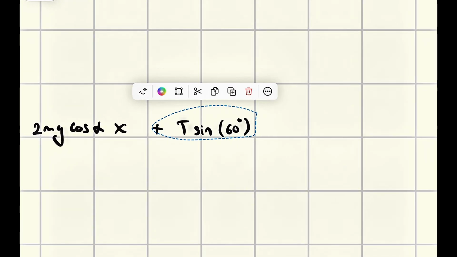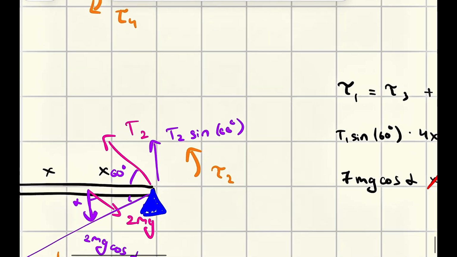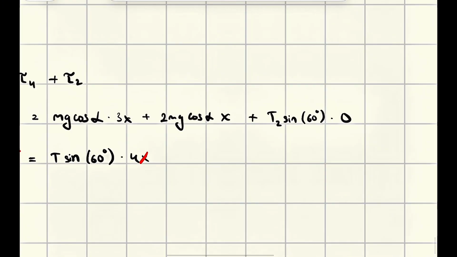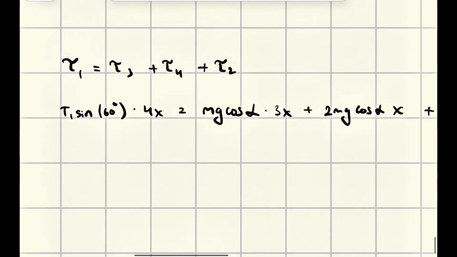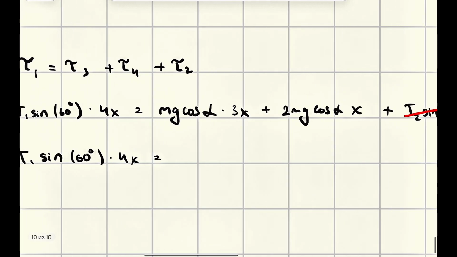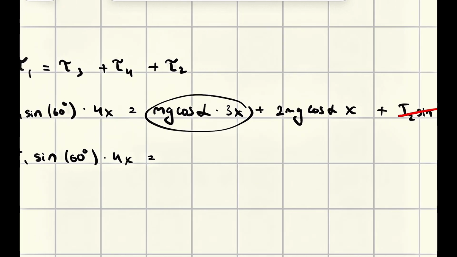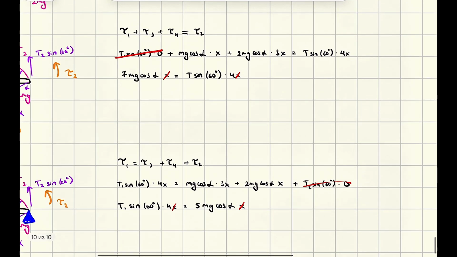Let me choose it somewhere here. T2 is just 0 distance away. You can see it's just on the pivot. That's why this thing is going to cancel out. This thing is not important to us. And let me just take this out, and you'll see one more interesting thing. This would be still T1 sine 60 degrees multiplied by 4x equals, as you can see here, 3 mg cosine alpha x. This is 2 mg cosine alpha x. That's why this will be 5 mg cosine alpha x. And we can cancel these x's out, and you will see this tendency again. Okay, good.